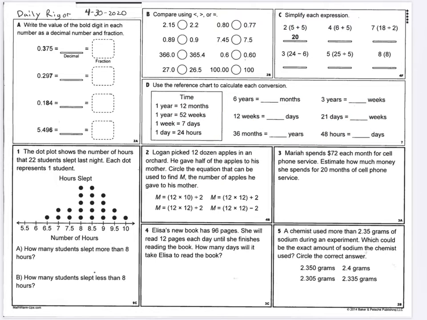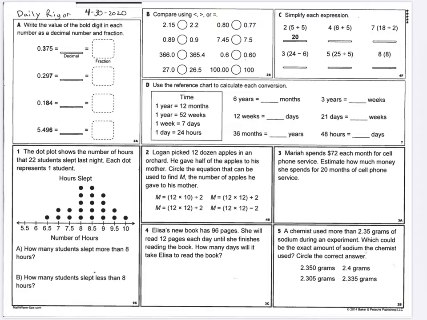All right. D says use the reference chart to calculate each conversion. It's time. 1 year equals 12 months. 1 year is 52 weeks. 1 week is 7 days. 1 day is 24 hours. It's the same thing. All of these over here on the left are the ones, so they are your big measurements. And all the numbers on the right are your small measurements. You're still going to go from a big to a small by multiplying, and from a small to a big by dividing. Okay? All right, number 1.